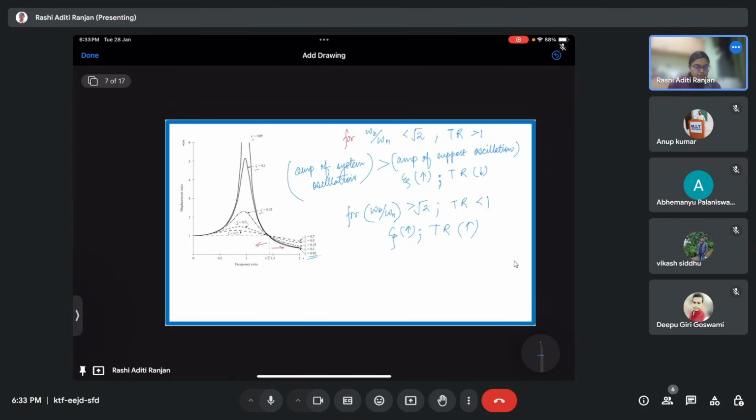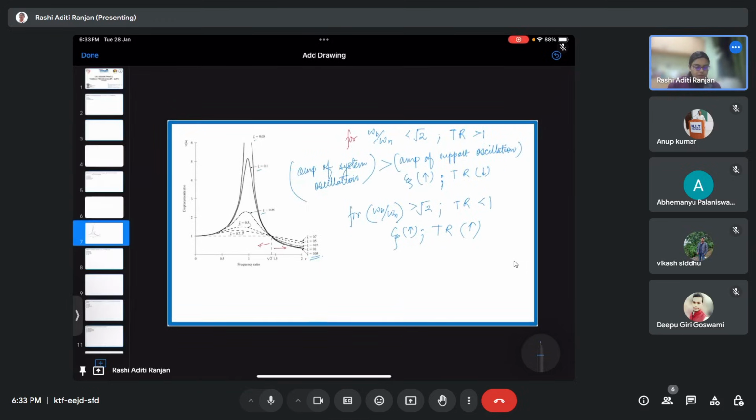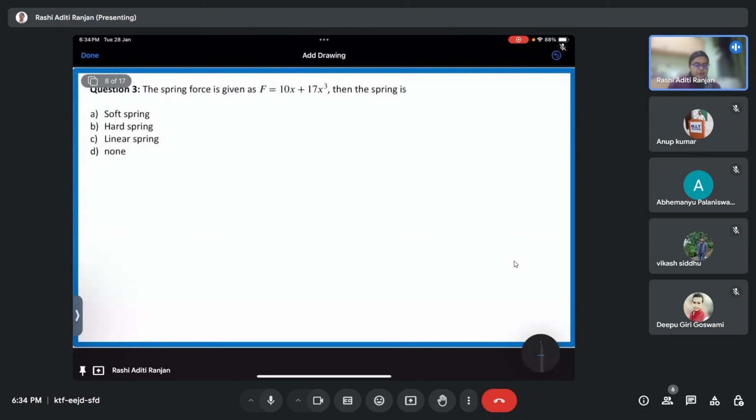Coming on to the third question. The question says that the spring force is given as F equals 10x plus 17x cube. Then the spring is, and then there are different options.